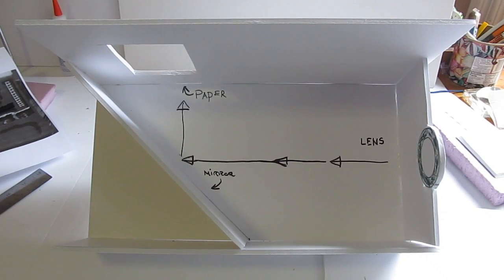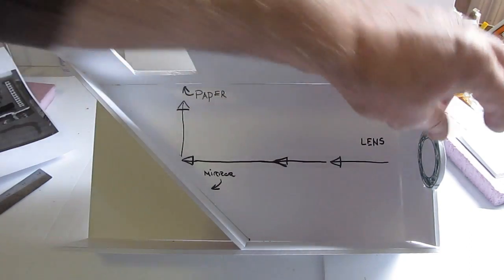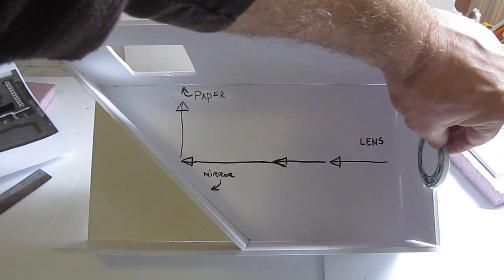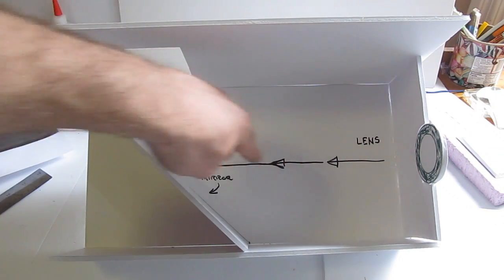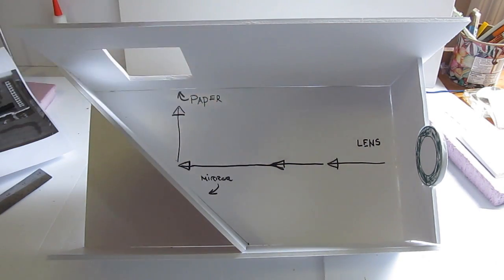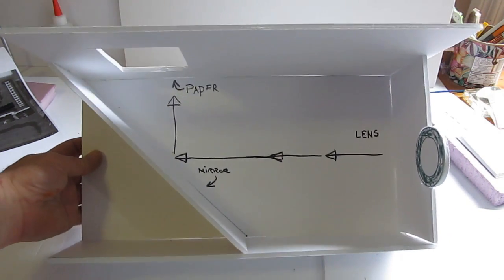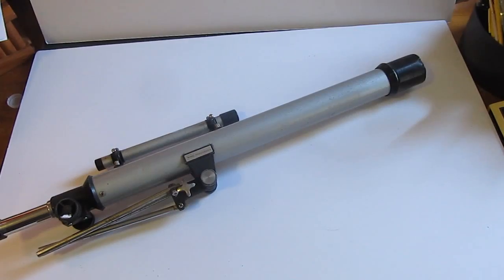Okay, so this is how it works. Really, really simple. You make a box, and I'm making a box specific to the size of my lens and the focal length of my lens. But there's a lens right here. The light travels down this path, bounces off a mirror, up to your tracing paper or wax paper where the image is displayed. Simple as that. And you're going to make your box depending on the focal length of your lens. I'll tell you more about that.